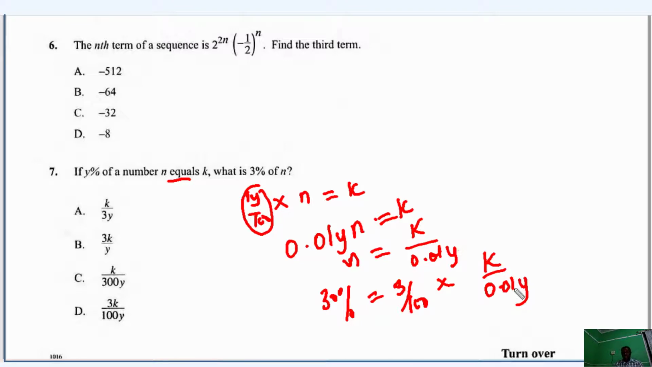So let's now solve it. So it will give us 3k over, so 100 times 0.01 gives us 1. So then it will be y. So it will be 3k over y, and this is the answer. 3k over y will be the answer. Good.